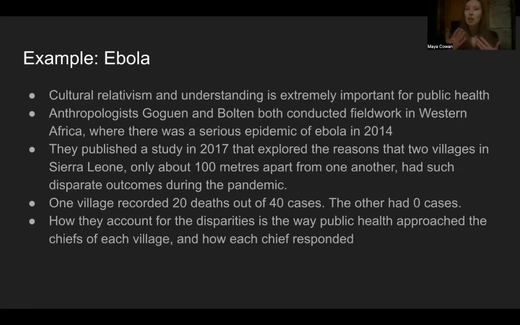But that's why, from a cultural relativity perspective, you can't just go in as an outsider and say, no, what you're doing doesn't work here, and then try to explain things from your own cultural framework, because it doesn't work. It just doesn't. And that was the village, of course, that had the 40 cases.